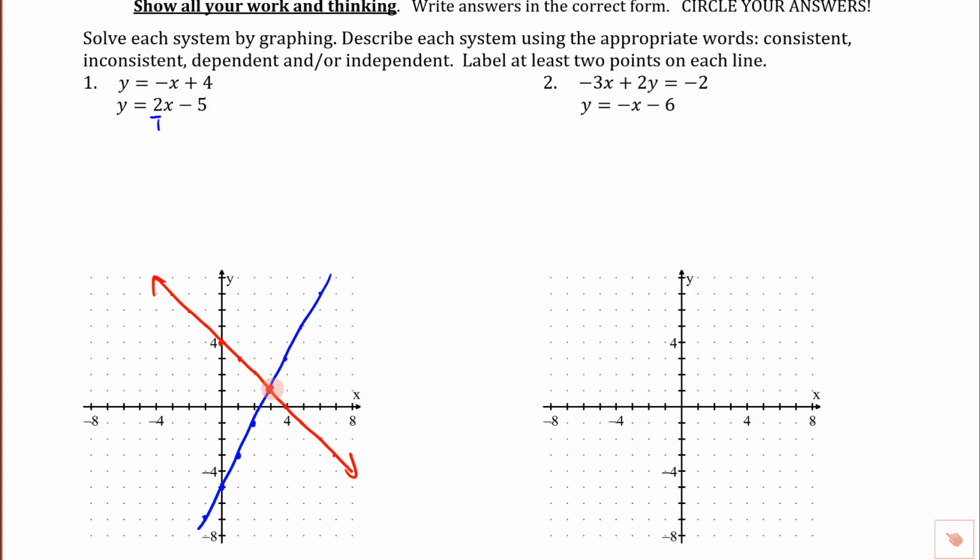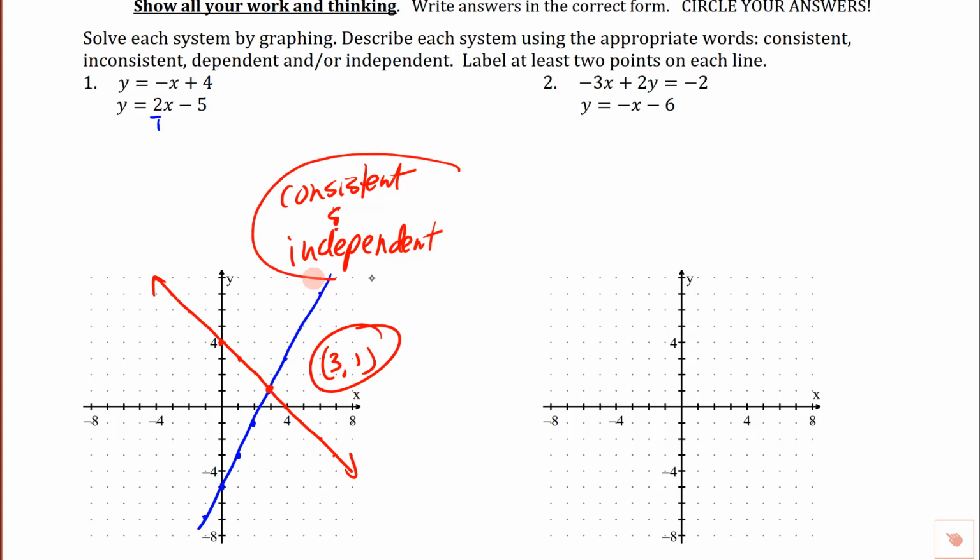So that looks to be the point, let's see, that would be 3, 1. So we're going to go ahead and circle that as the answer. We'd name this using these words. So this has an answer, so it's going to be consistent. And because it only has one answer, these lines are independent of each other, we're going to say it's consistent and independent. Okay. So let's go ahead and circle that right there.